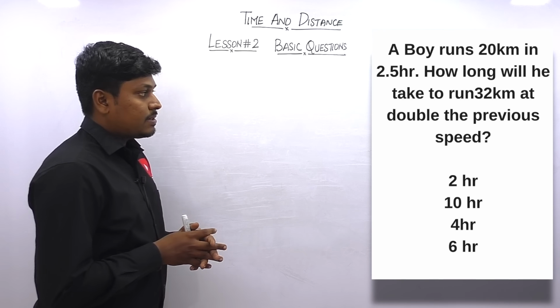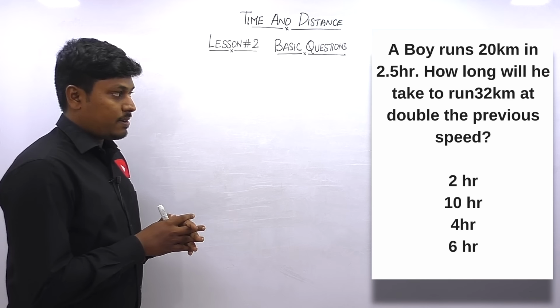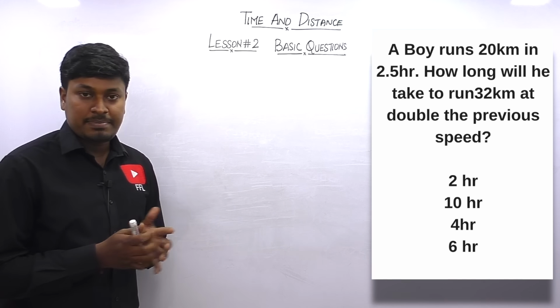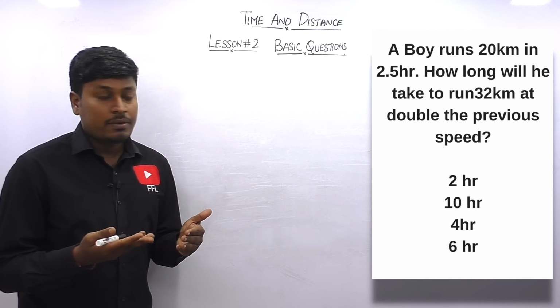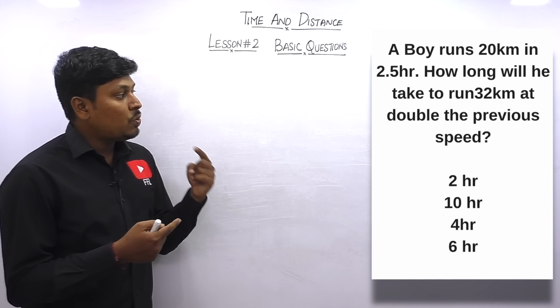Question number 6. A boy runs 20 km in 2.5 hours. How long will it take to run 32 km at double the previous speed? So listen here, what they are saying: a boy is running, the speed is not given, but the boy is running 20 km in 2.5 hours.